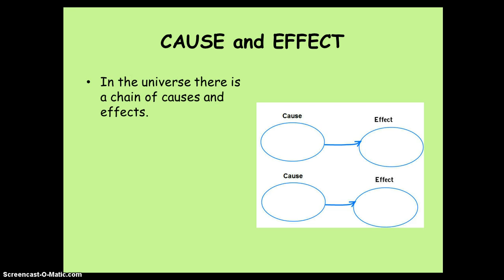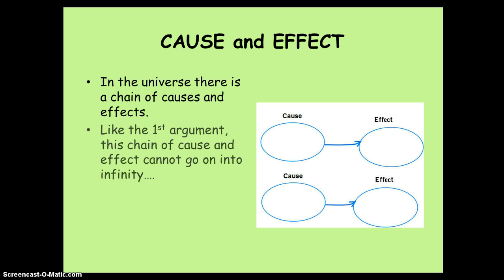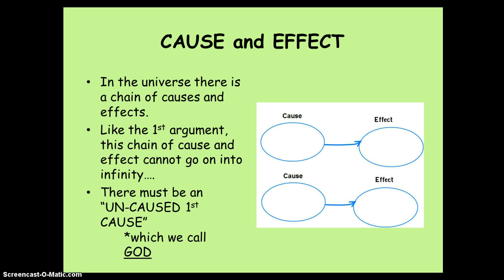And very much like the first argument, this happens in a chain. There's a cause and then there's an effect, and that effect can then become the cause of another effect and another effect. Like that first argument with movers, this chain of cause and effect does not go on infinitely. Therefore, there must be a first cause, but that cause must be uncaused. Nothing can cause that first cause, and that uncaused cause, we call that God.